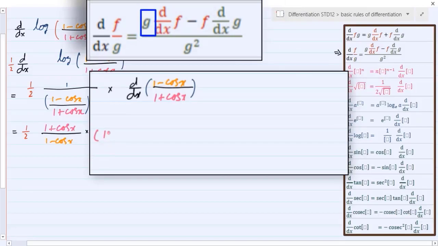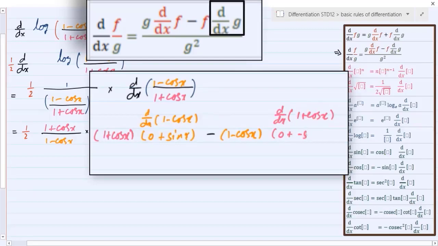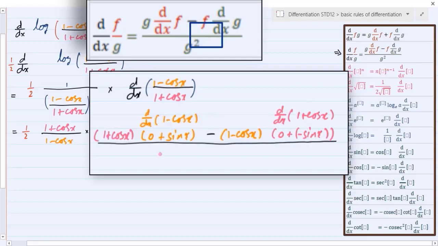Now, according to the division rule, in the first term, your denominator will be as it is, and we have to differentiate your numerator. Differentiation of 1 will be 0, and differentiation of cos x will be minus sin x. So it will become plus sin x, minus. In the second term, your numerator will be as it is. We just have to differentiate your denominator. So differentiation of 1 will be 0, and differentiation of cos x will be minus sin x, whole divided by numerator square. So (1 plus cos x) the whole square.